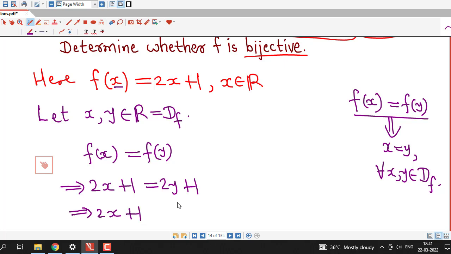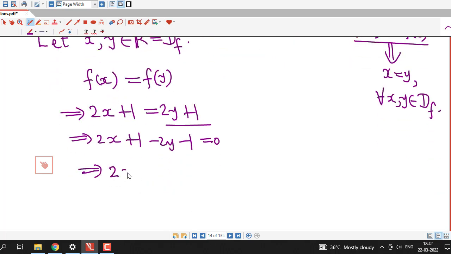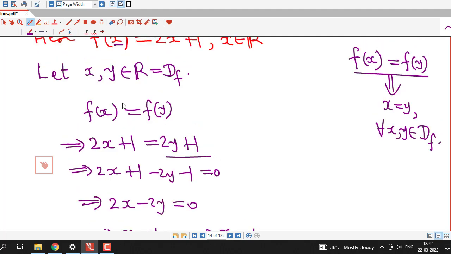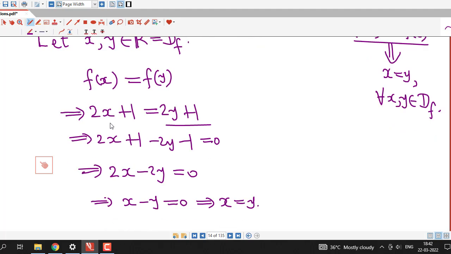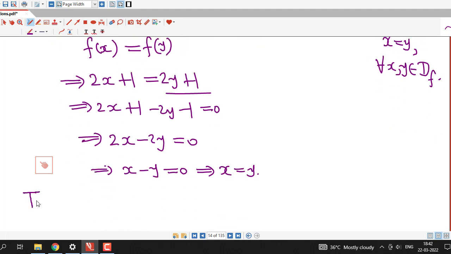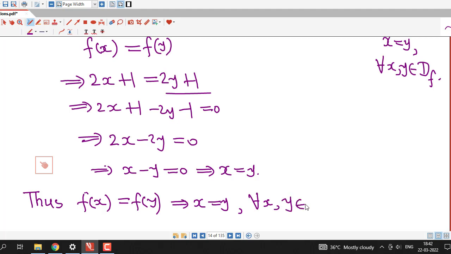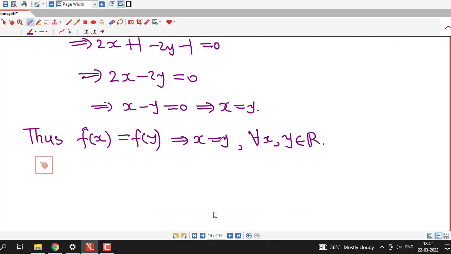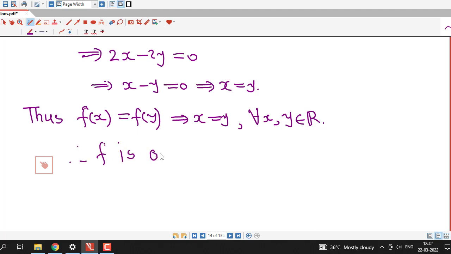So now I can consider this 2y + 1 on this side, and I have this equal to 0, and this gives me 2x - 2y = 0. We can take 2 common and it can be cancelled out because it is non-zero, and this implies x = y. Now x and y are arbitrary numbers in the domain, so this is true for all possible values of x and y. So we can write that thus, if f(x) and f(y) are equal, then x and y are also equal for all values of x and y in the domain. So this means if images are equal, then elements cannot be distinct. In other words, if x and y are different, f(x) and f(y) are also different. Therefore, function f is 1-to-1.